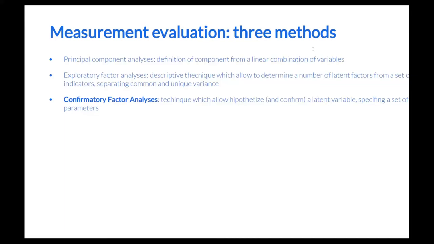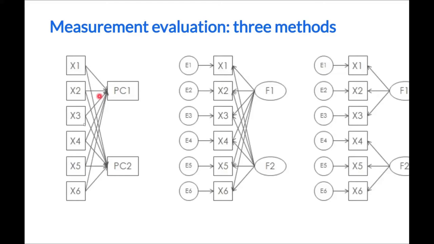How can we compare these in a representation? We can observe the principal component analysis. The line goes from the indicators to the principal components. It's a linear combination, a weighted average. That is the typical way to approach the principal component analysis. And the main difference in the representation of exploratory and confirmatory factor analysis is the direction of the lines of association. For example, in the principal component analysis, the line goes from the indicator to the principal component. But in the factor analysis, the direction of the prediction is from the latent variable, the factor, to the indicator.